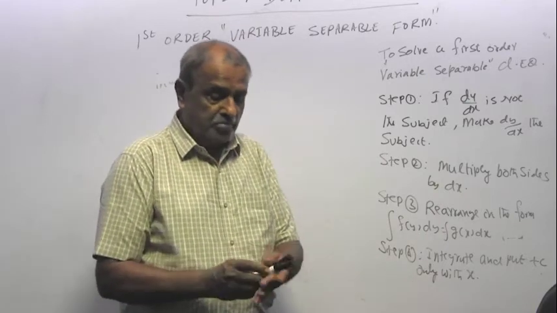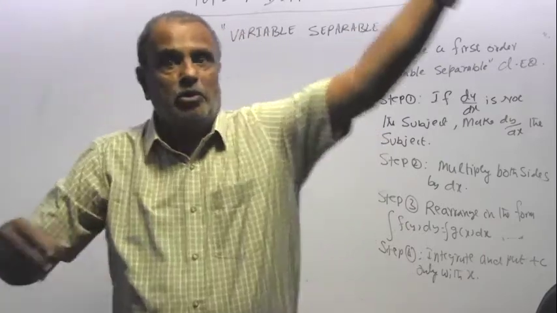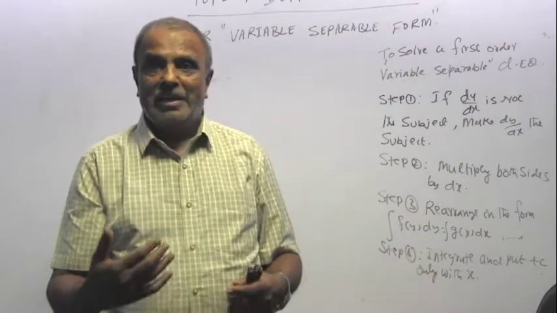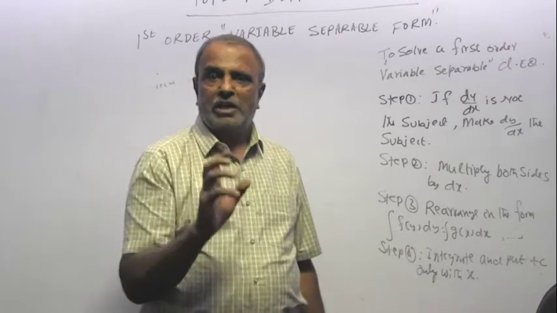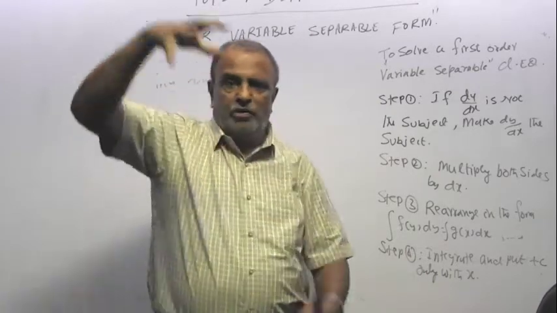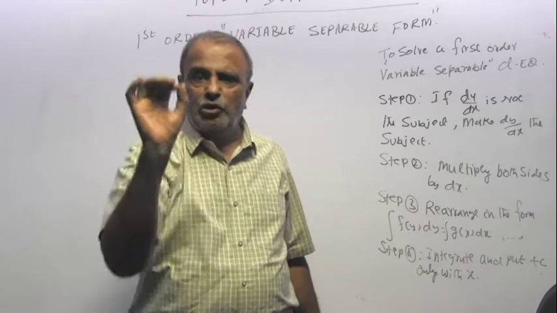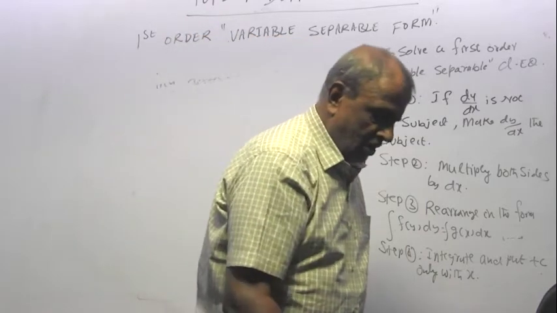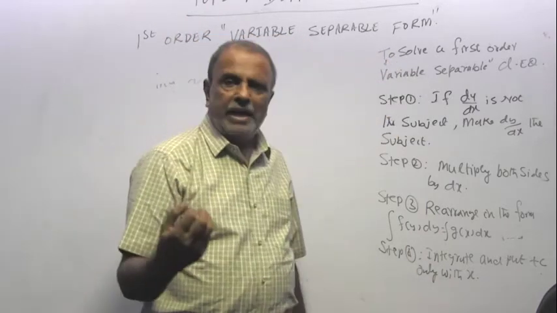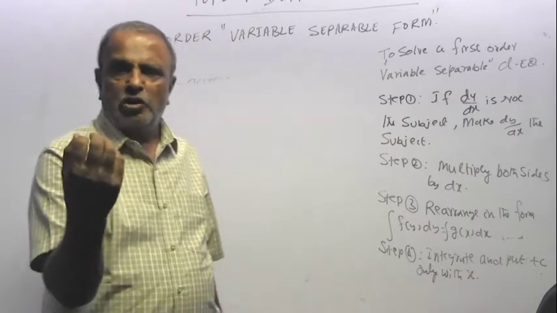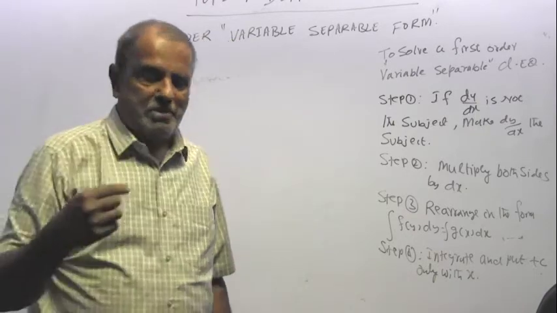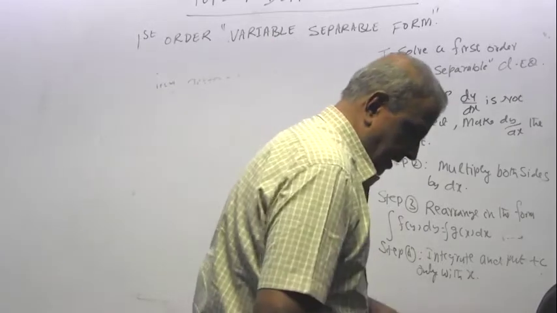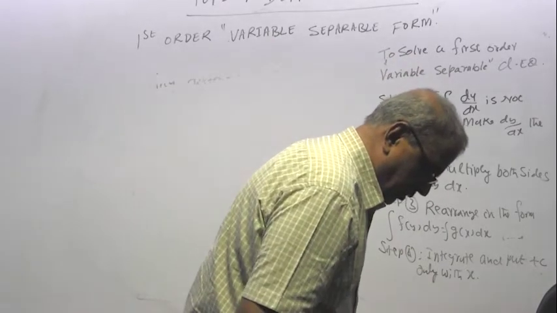Then you're given some boundary conditions, when x equal to 1, y equal to 4. Then when you solve it, you get a particular solution. Otherwise, the general solution gives you a family of curves. When you use the boundary conditions or the initial values, what you get is a particular solution, or a particular member of the family. Okay? Let me take an example or two.